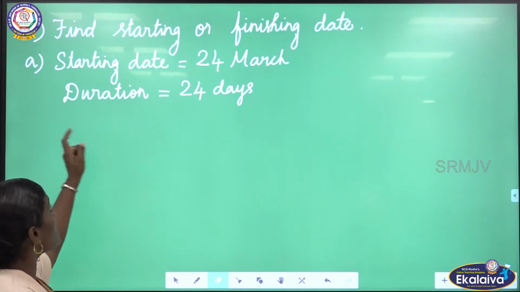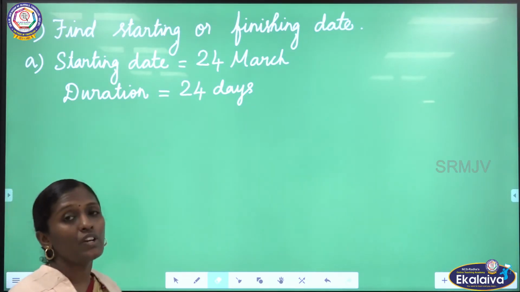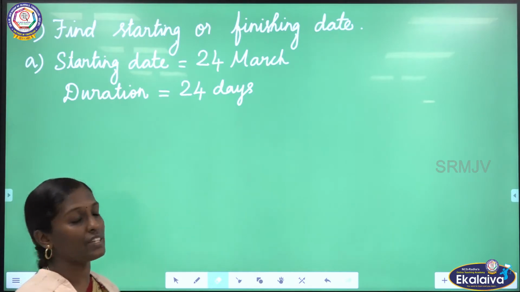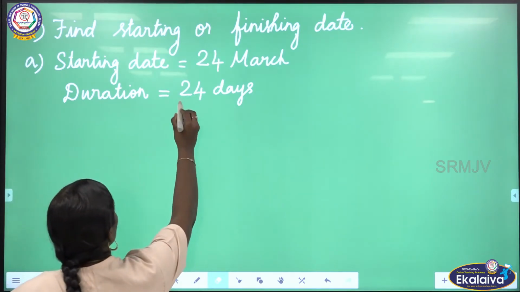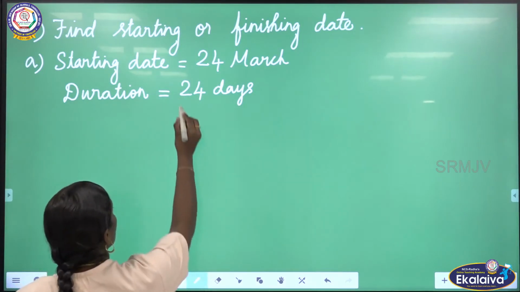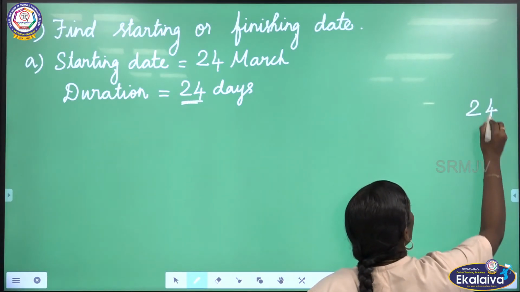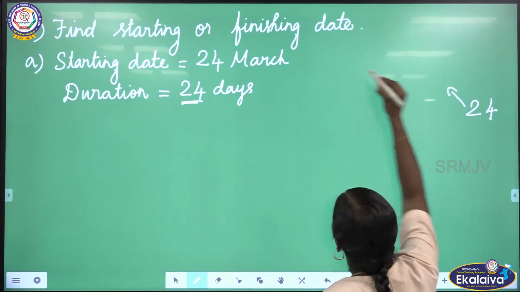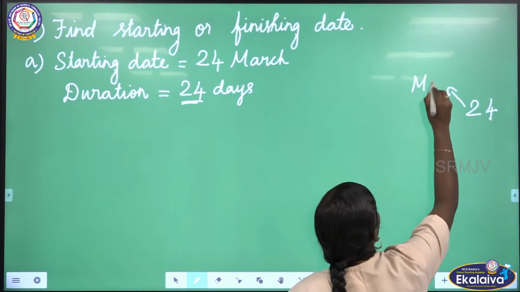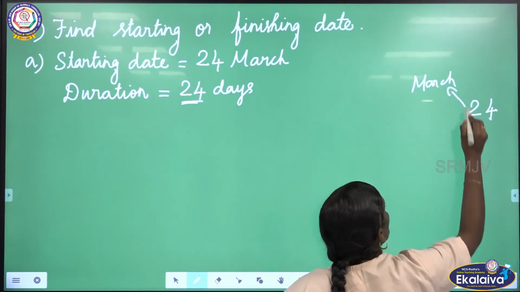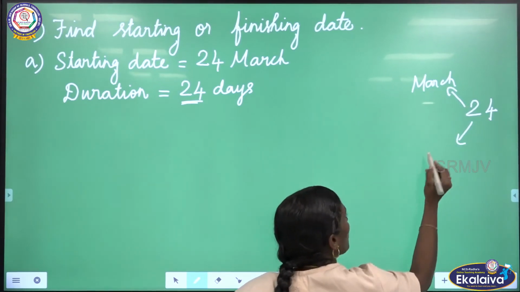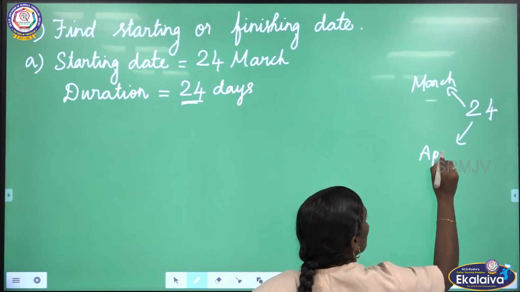The next question, find starting or finishing date. Here starting date is given, duration is given. We are going to find the finishing date. Okay, here the duration is 24 days, isn't it? Here in this duration 24 days, few days will be there in the given month March. Okay, the remaining days will be in the next month, after March, April.